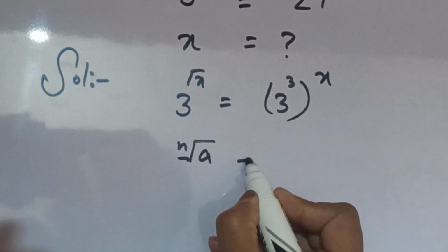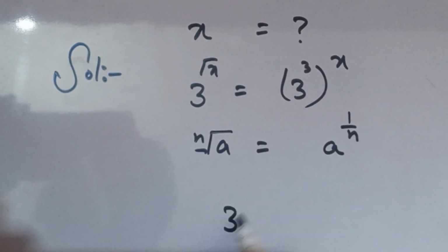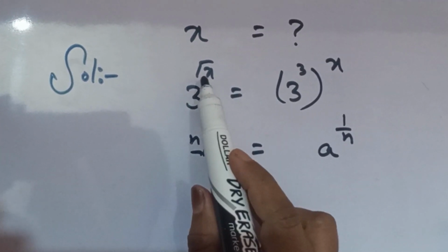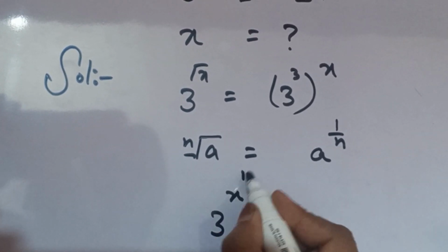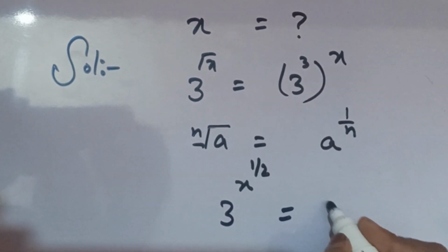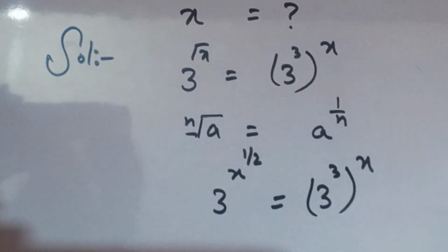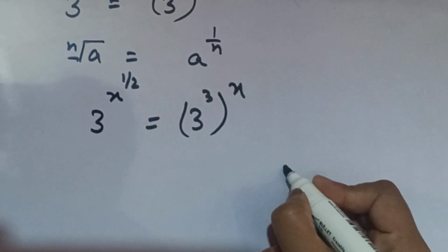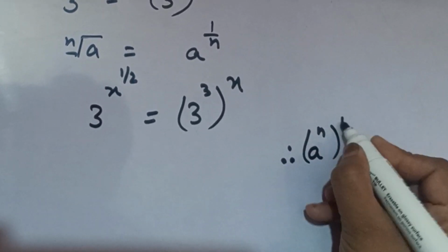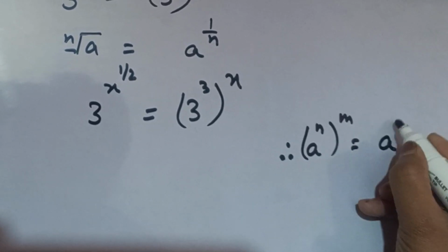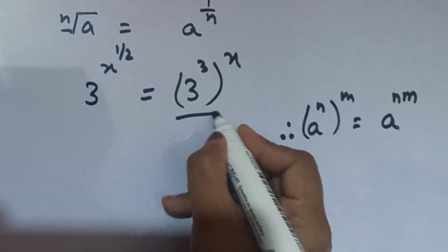The nth root of a we write as a raised to the power 1 over n. So we write this as 3 raised to the power, where we have square root x, so we write this as x raised to the power 1 over 2, and this is 3 raised to the power 3, and its power is again x. Now in the next step, we use this identity, which is a raised to the power n, multiply this power by m. We write this as a raised to the power product of n and m. So we apply this property on the right hand side.